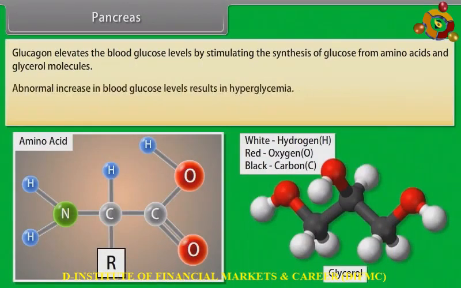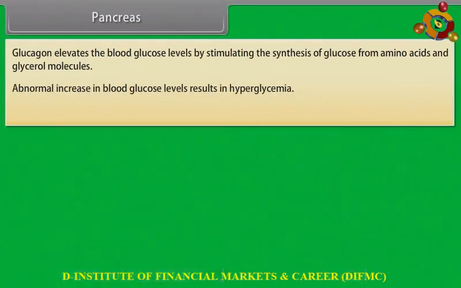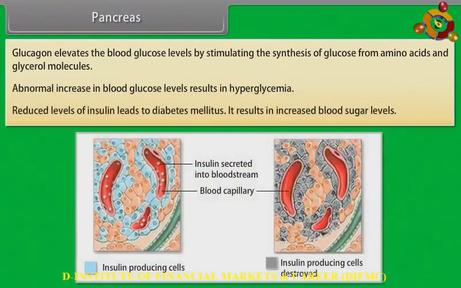Abnormal increase in blood glucose levels results in hyperglycemia. Reduced levels of insulin lead to diabetes mellitus. It results in increased blood sugar level.